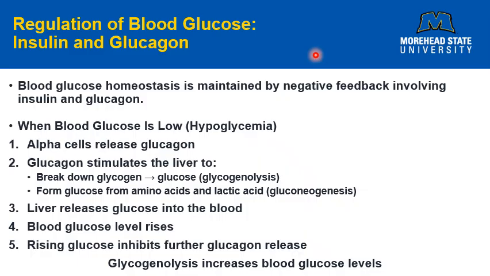Finally, your glucose levels have risen, they're back to normal, and homeostasis is fine. Then the rising glucose level goes back and inhibits the release from the alpha cells.